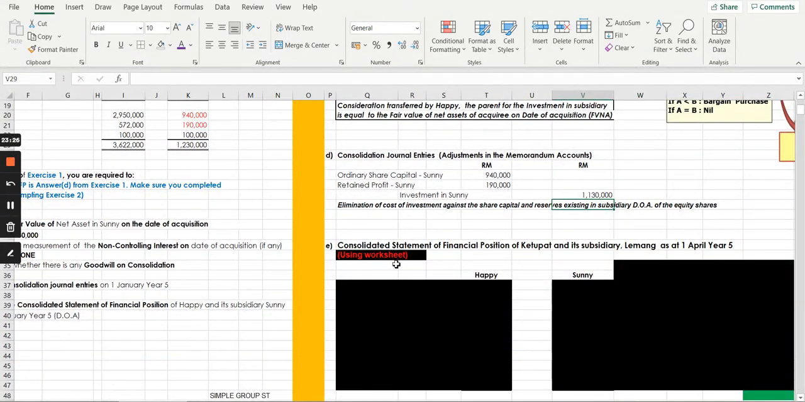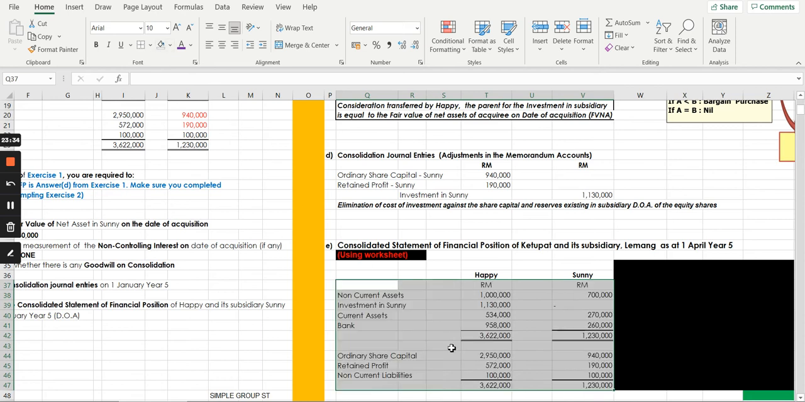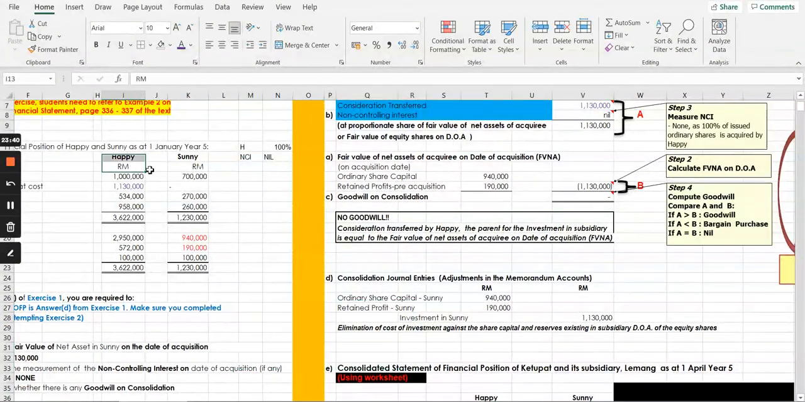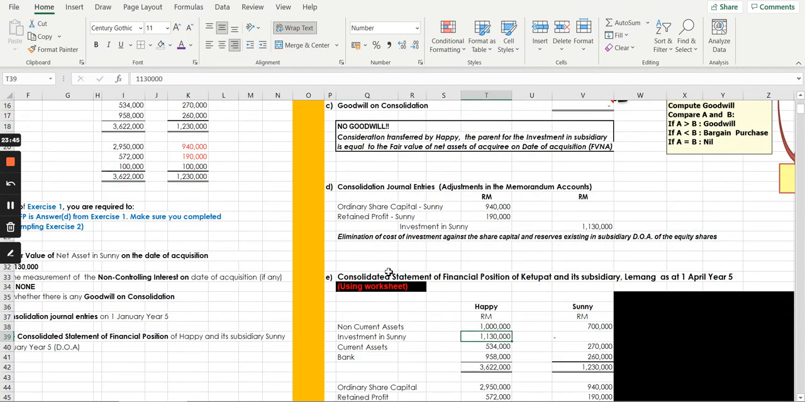Okay, I'm showing you two alternatives to prepare the consolidated statement of financial position. The first item that I'm showing here is for you to first put whatever you have. You can see that I'm copying what I have here and I put it here, because this is the answer part. This is the question section. There's a border here. This yellow border is separating the question and the answer.